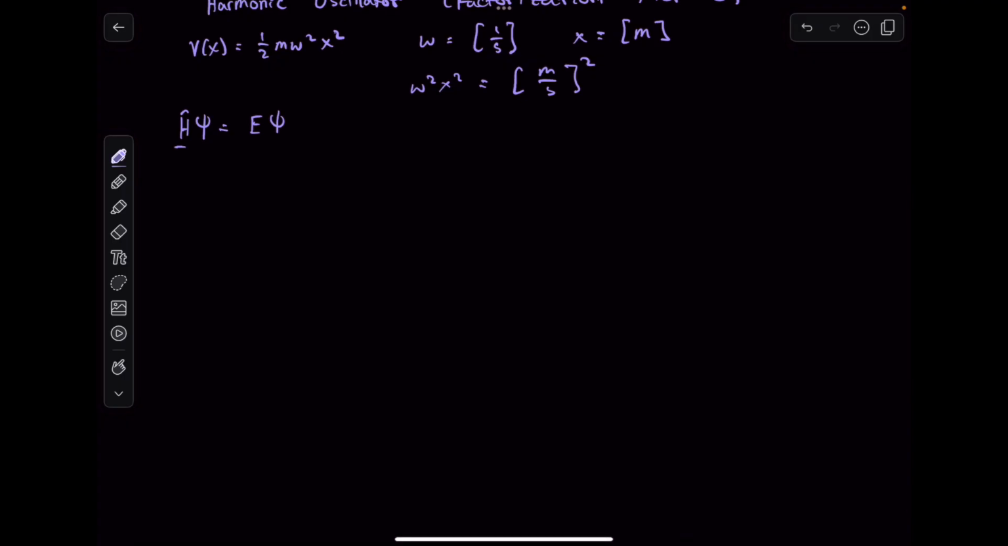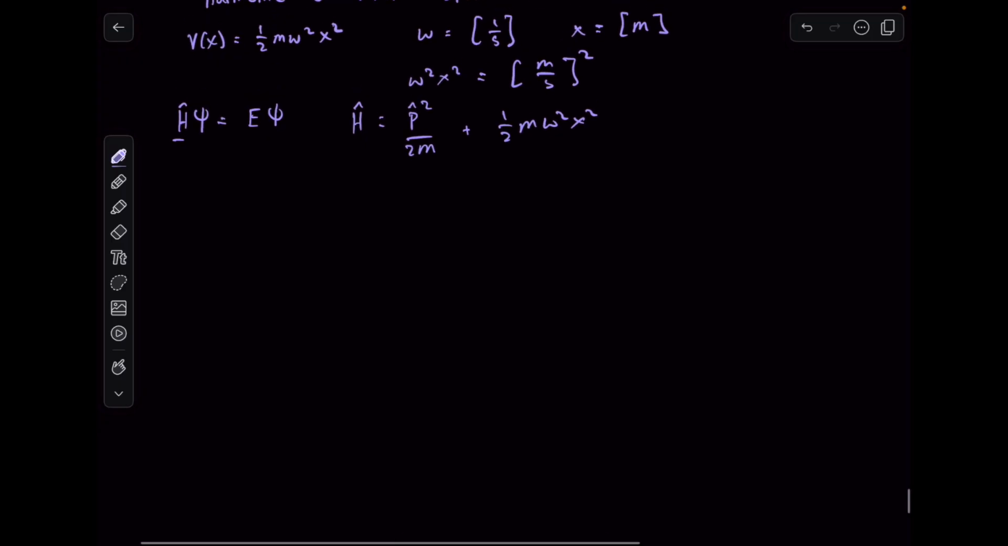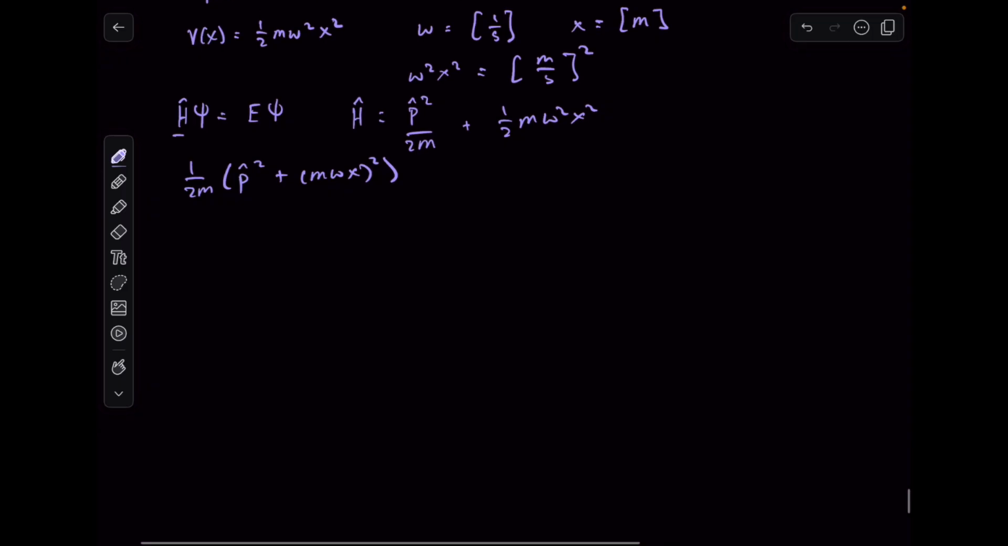So firstly, let's write out our Hamiltonian. We have our kinetic term, which is the momentum operator squared over 2 times the mass, plus our potential. So to begin, let's rewrite our Hamiltonian in a way that's a little easier to work with, because we want to factor this out into 2 separate operators. So if we write it out like this, it becomes somewhat easier.